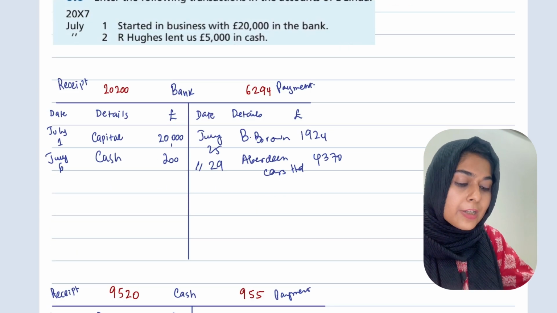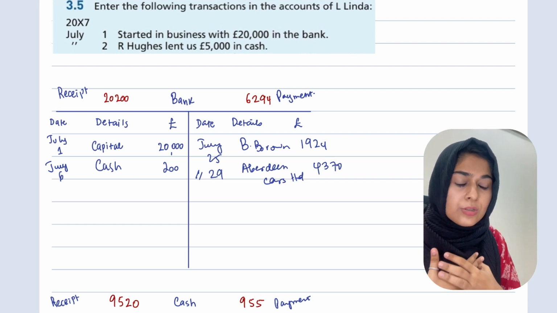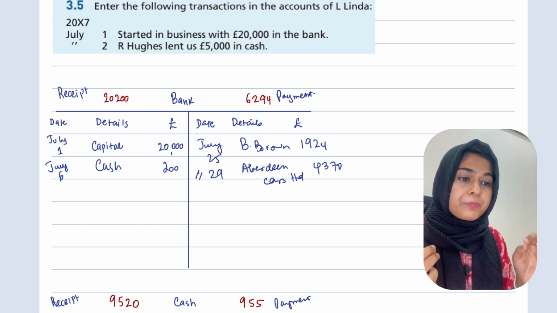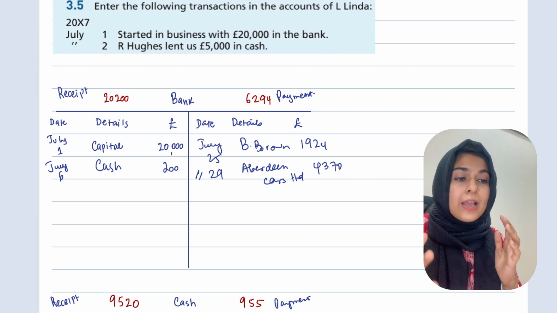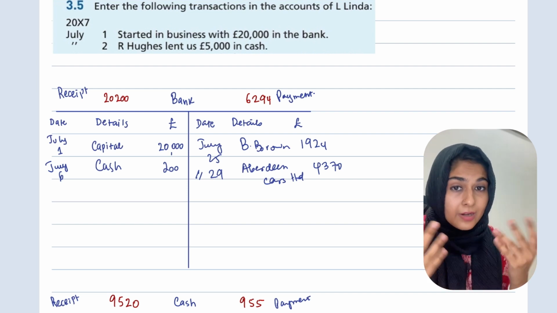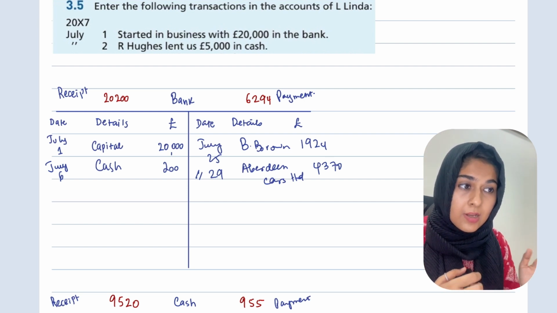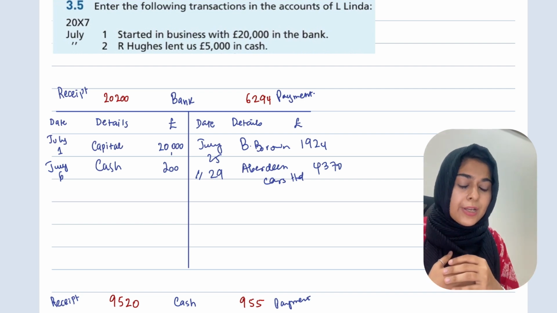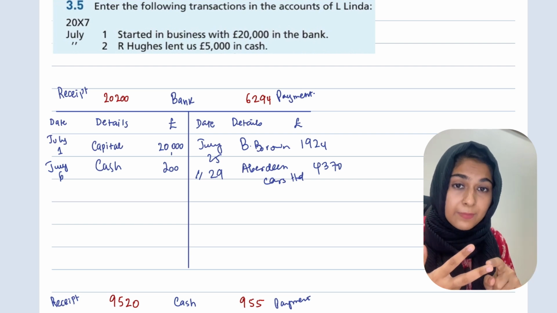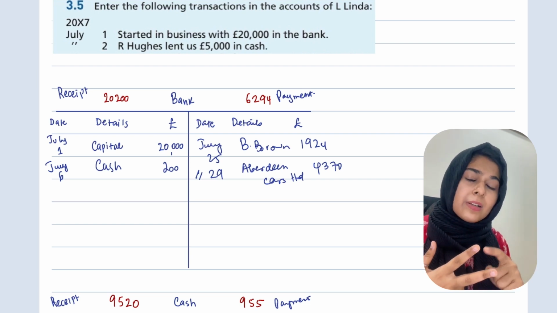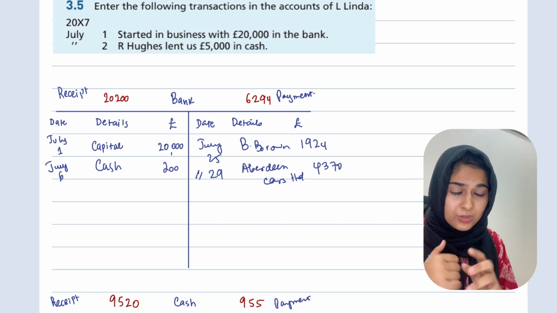You should also know that when you have asset T accounts, assets are normally heavier on the debit side because assets increase on the debit side and decrease on the credit side. Liabilities are heavier on the credit side. Capital is heavy on the credit side. In the case of bank, you can have both, because of course bank can be an overdraft, or it can be a positive balance in the bank account. So in bank's case, bank can be a liability, bank can be an asset, they are both possibilities.